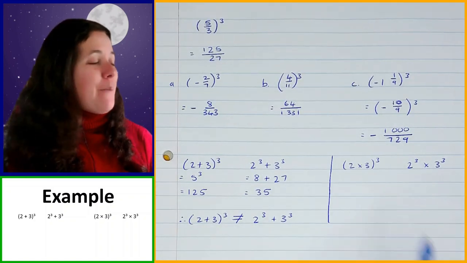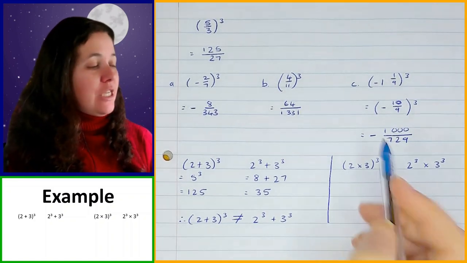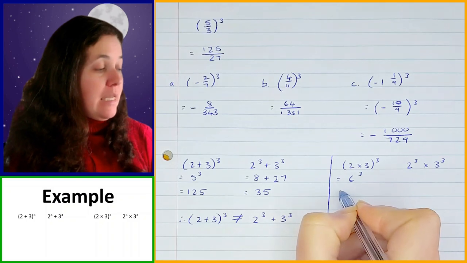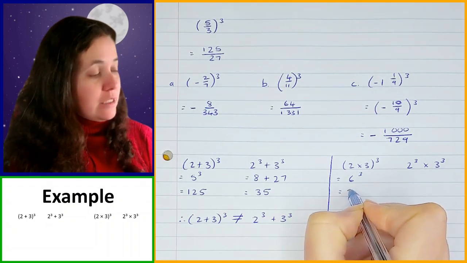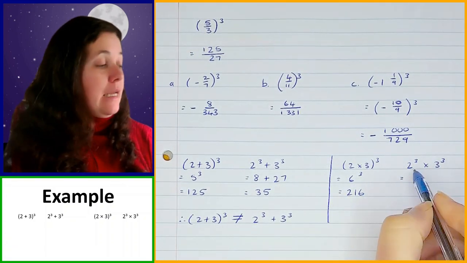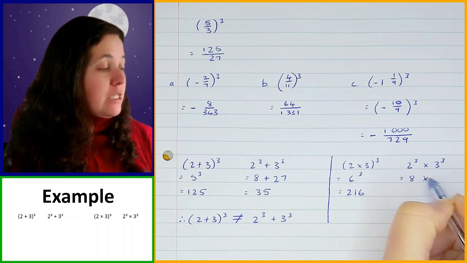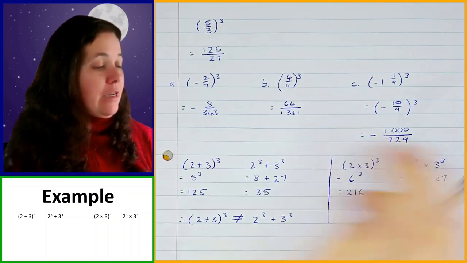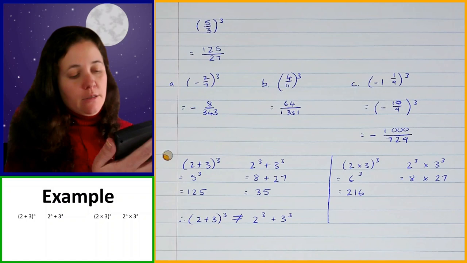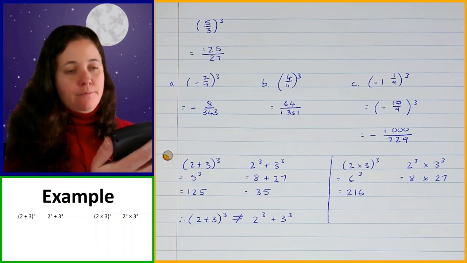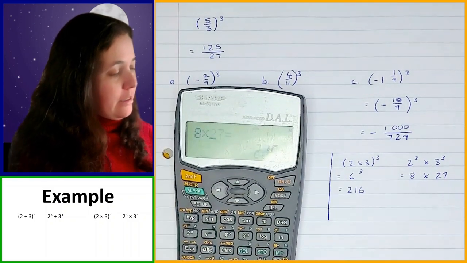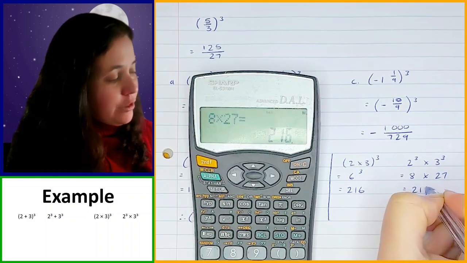what happens when we are multiplying instead of adding. Okay, so here I've got 2 and 3 again, but this time I'm multiplying them together. So that gives me 6 cubed. Now 6 cubed is the same as 216. Okay, and here if I work it out separately, if I say 2 cubed is 8 multiplied by 3 cubed, which is 27, if we take our calculator and multiply that together, then I get 8 times 27, and that also gives me 216.